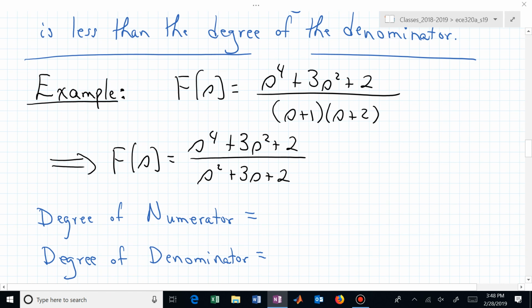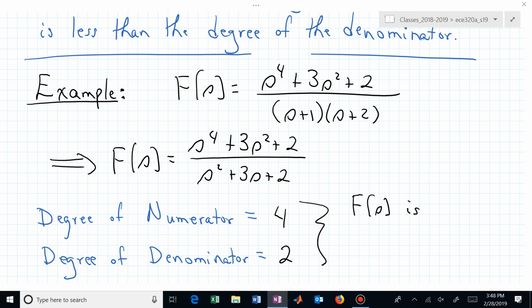What's the degree of the numerator? I've already told you, so hopefully you were still awake at that point. It's 4th order. The degree of the denominator is 2, and so this now says what about F of s? You walk into a restaurant and you say, this F of s is improper, isn't it?